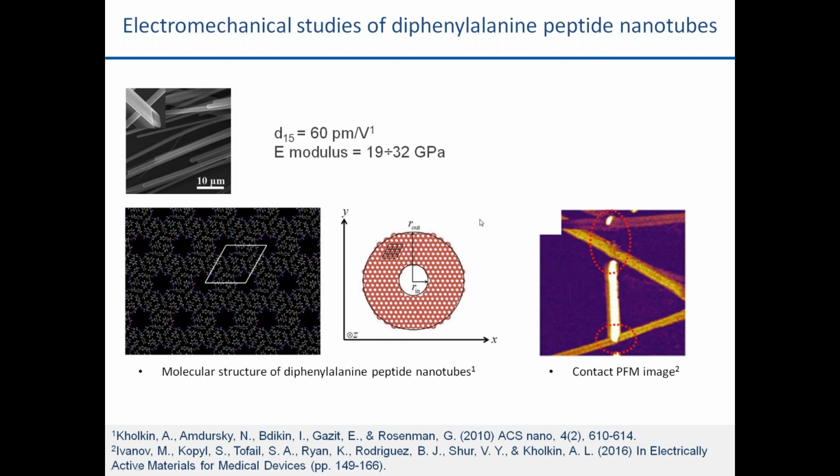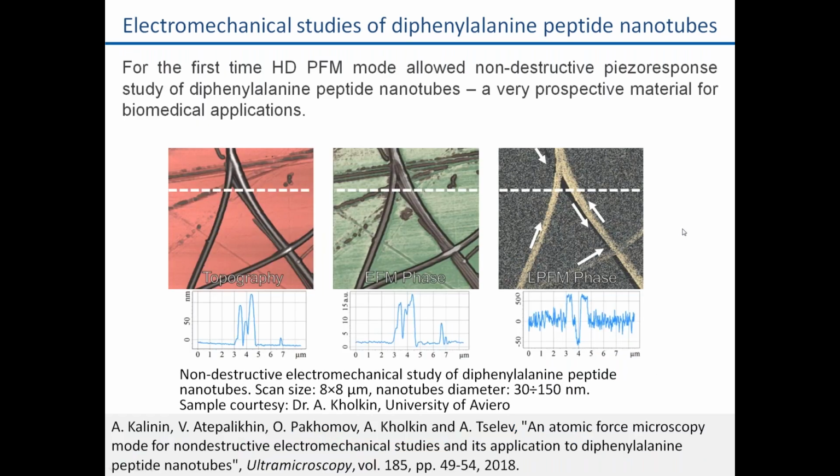but in these studies the contact mode was used, and we see that even when working with pretty thick nanotubes, the probe still was ruining the structure. But after we applied hybrid PFM mode, we could run not only the same nanotubes but even smaller nanotubes without destroying them. So on this slide, you can see the topography and lateral in-plane PFM phase of these diphenylalanine tubes.